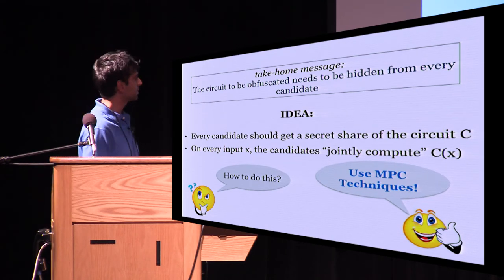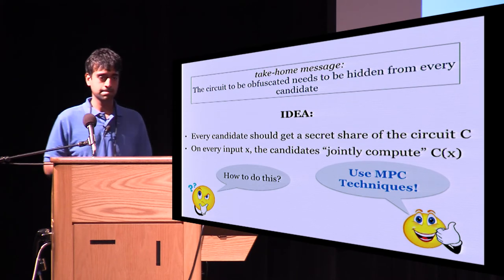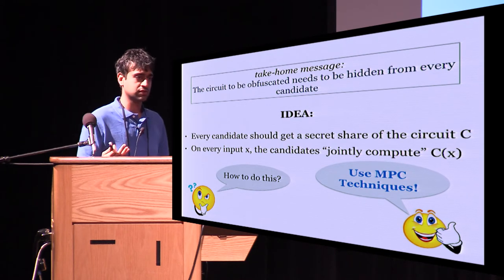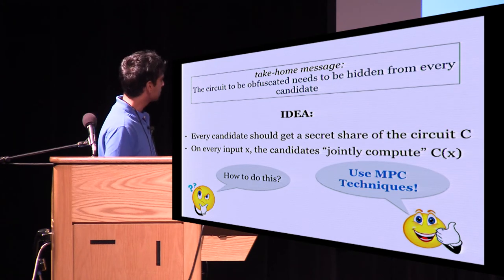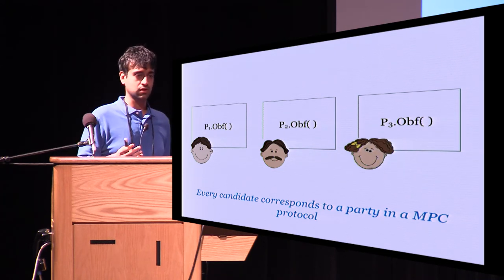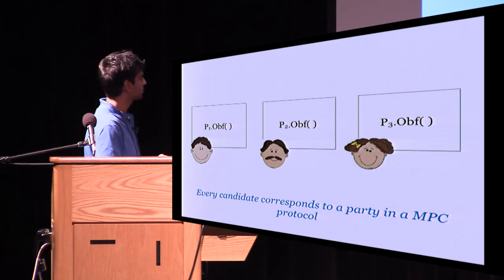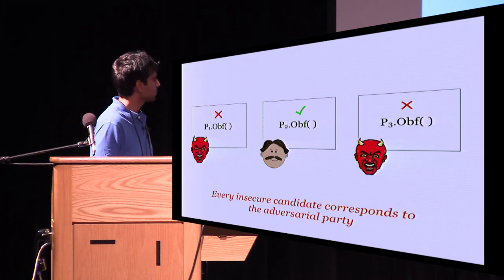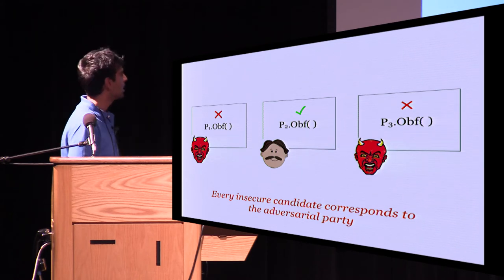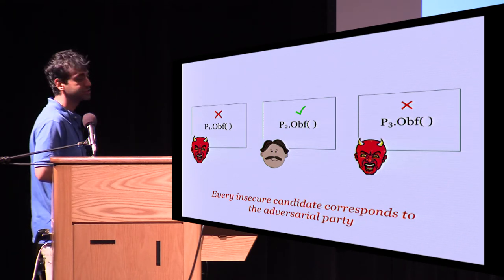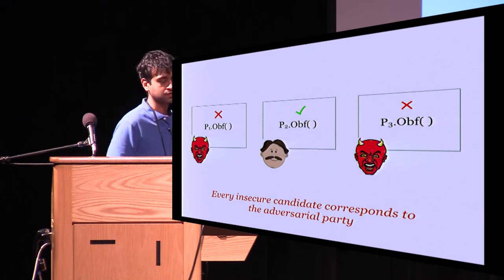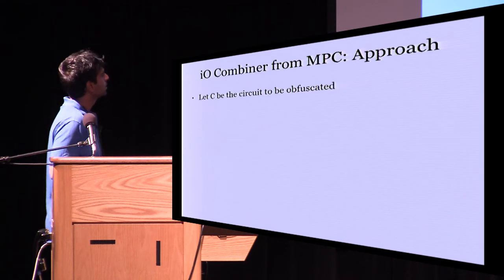In order to implement this step, we are going to use techniques from MPC. At this point, you might be wondering, what is the connection between MPC and the notion of IO combiners? To see the connection, we can view all the candidates as corresponding to parties in an MPC protocol. So every party corresponds to a candidate. Similarly, all the honest players in the MPC protocol correspond to the secure and correct candidates, and all the insecure candidates correspond to the malicious adversaries in an MPC protocol. So this is the analogy between MPC and the setting of IO combiners.